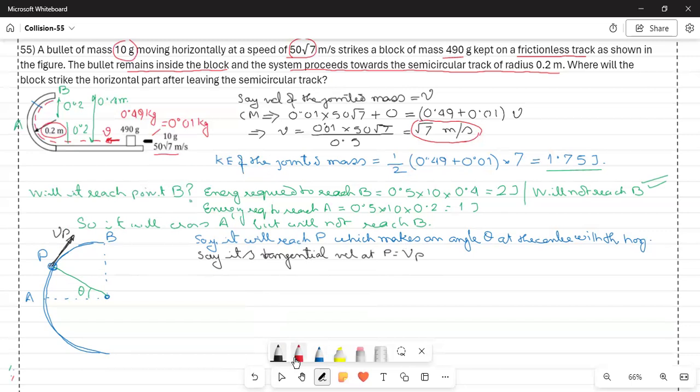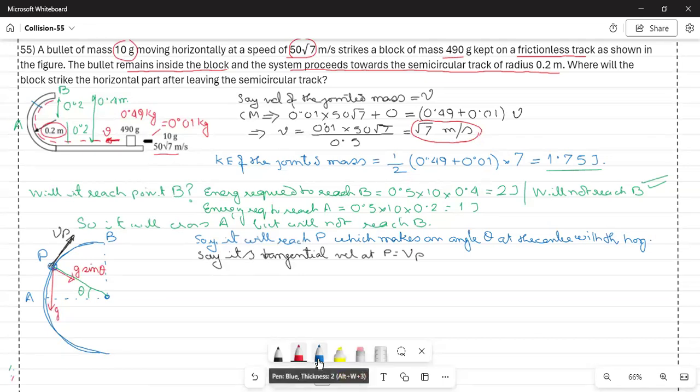Now, further, the point of interest is this point. The gravitational force of attraction G works downward, and the component of G towards the center is G sine theta, because we have to find out the centripetal force. Centripetal force is mv square by r, and that centripetal force will be counteracted by mg sine theta.